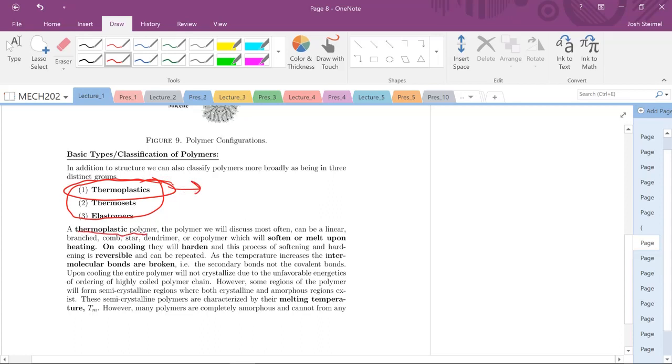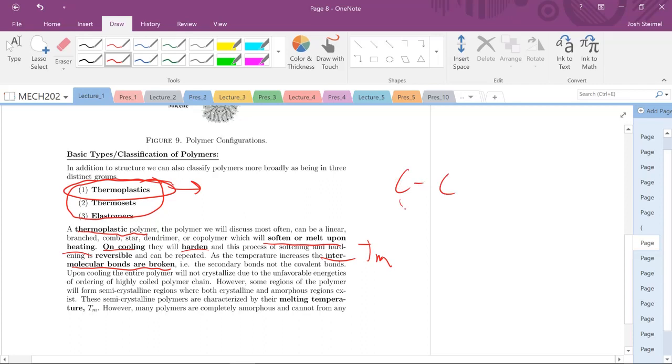A thermoplastic polymer is one that will soften and melt upon reheating. So you can melt, reform, and then melt, solidify, melt, again and again, over and over. It'll cool and harden, and as you increase the temperature and melt, as you get above Tm, you're breaking intermolecular bonds. These are not the covalent bonds along the backbone.